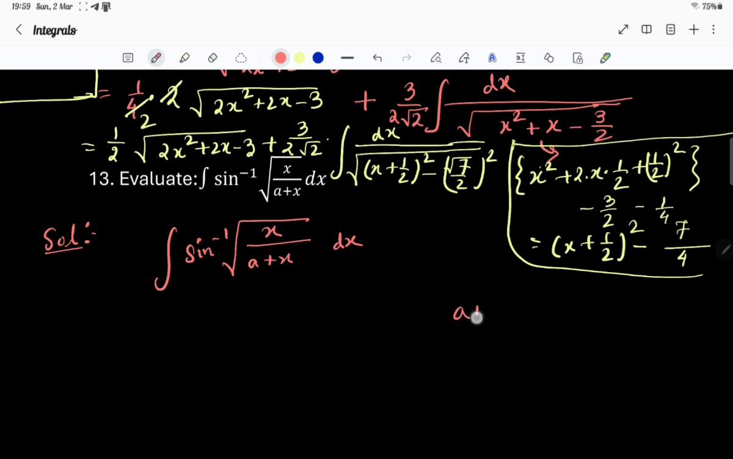Now see, we know some note: a plus x, a minus x and x minus a. If those conditions are coming, like suppose a plus x is coming somewhere, a minus x is coming somewhere, x minus a is coming somewhere, what will I do?